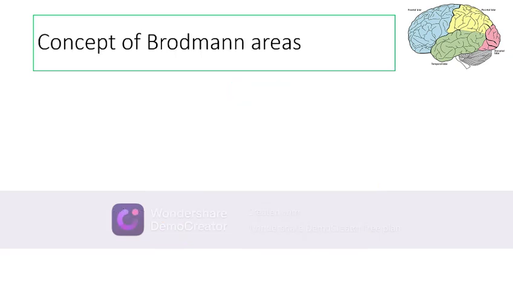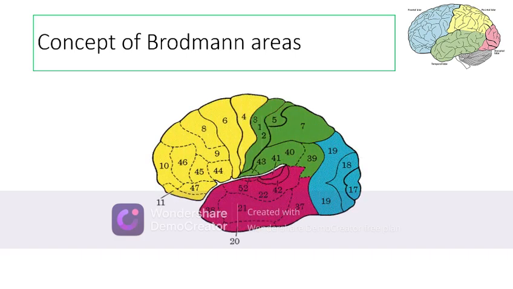Now, what is the concept of the Brodmann areas? Brodmann studied the functional areas of the brain. He found out that different regions of the brain carry different functions and he delineated them into a map where he gave those areas different numbers. Those areas now are named after him, called the Brodmann areas, and they're still called by the numbers that he assigned to them.